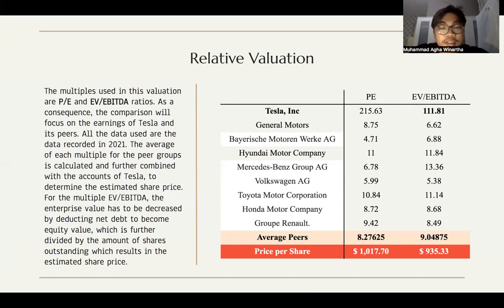For the multiple EV/EBITDA, the enterprise value has to be decreased by deducting net debt to become equity value, which is further divided by the amount of shares outstanding, which results in the estimated share price. So from the PE, we have $1,017.70 US, and from the EV/EBITDA, we have 935.33 US dollars.